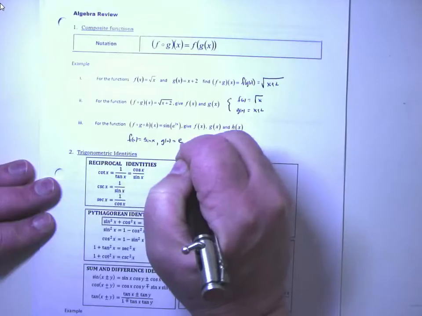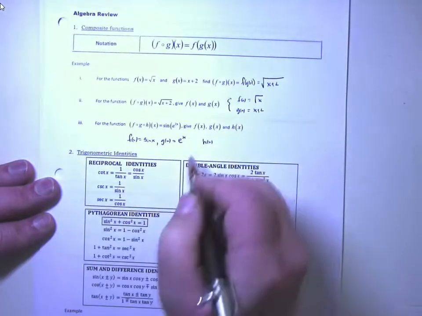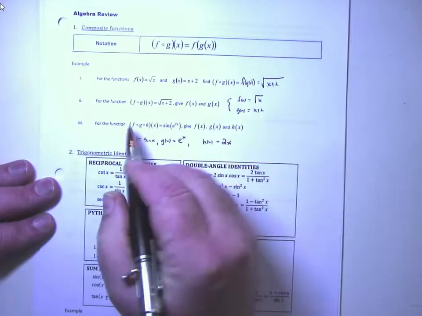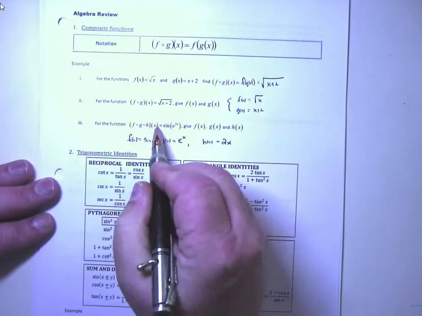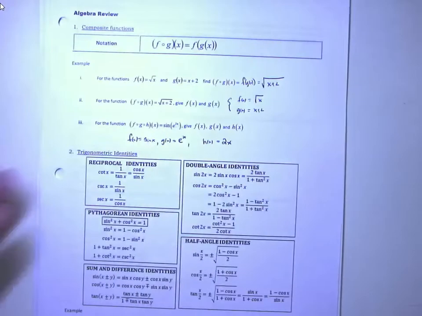So the g of x is going to be e to the x. And the inside of an e, which is the exponent, is the h function. So the h has got to be the 2x. So if I do the composition of f composed with g composed with h of x, I'm going to get the sine of e to the 2x. So I'm basically taking this guy and pulling him apart.